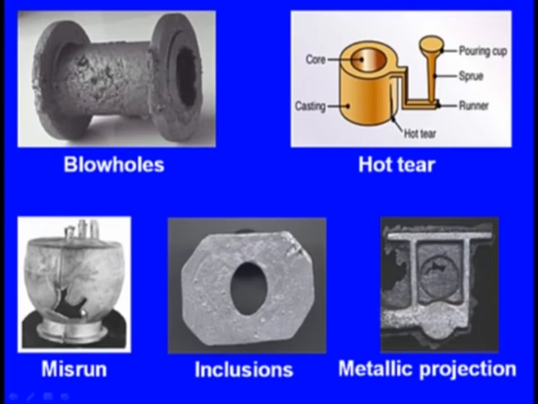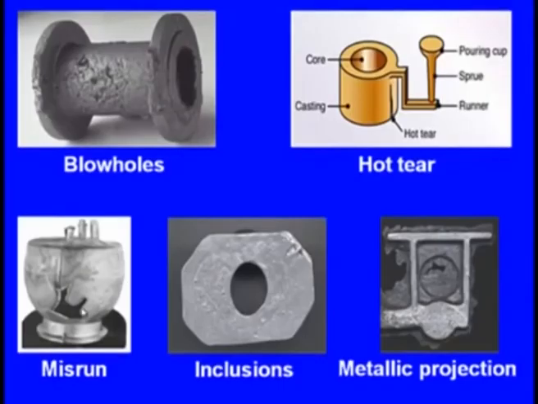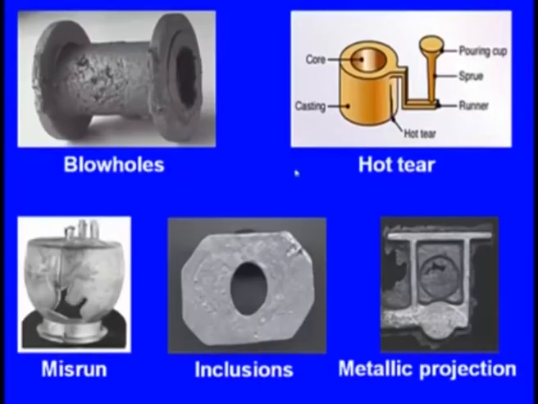This is known as the misrun. This is of no use. Now, why this misrun is happening, we will be seeing in our next lectures. Next we can see these are the inclusions. Inclusions means foreign particles like slag or sand particles come along with the molten metal and occupy the casting. Here you can see an inclusion.